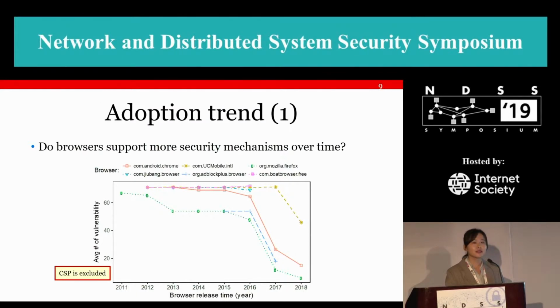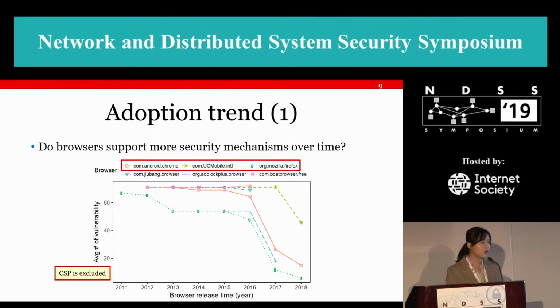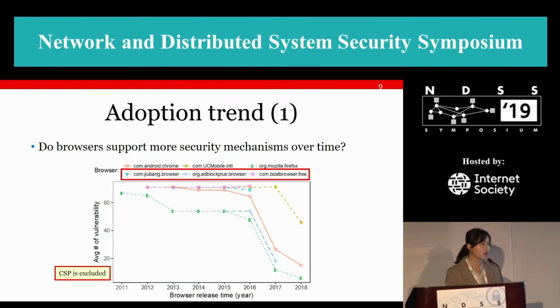So to answer this, we group browser versions of a family with each passing year, and we calculate the average number of vulnerable tasks for every browser family. This figure basically shows the general vulnerability trend of the 3 most popular versus the 3 least popular mobile browsers. We find that in general, mobile browsers are supporting security mechanisms better and better.